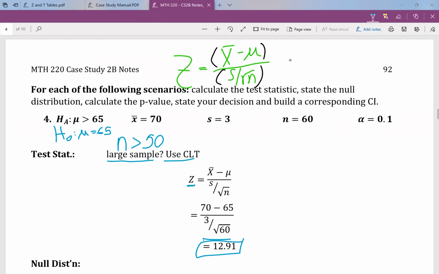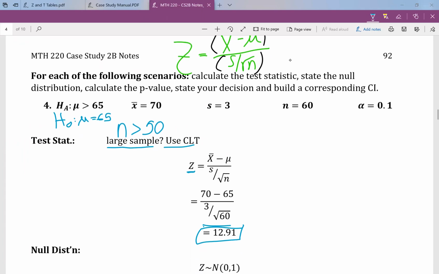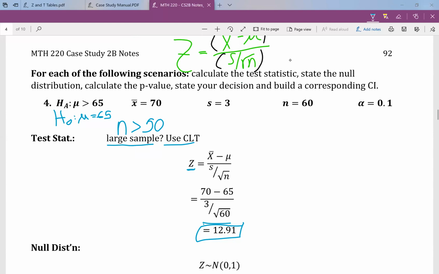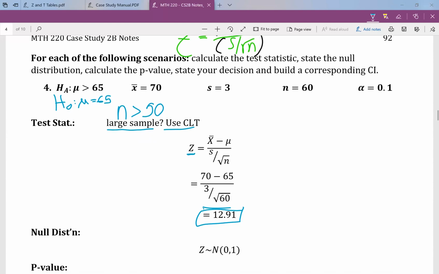Okay, now we need to do the null distribution. Anytime we have a z test statistic, the null distribution is going to be standard normal. So now we need to calculate our p-value. And before we go use the chart to calculate a p-value, we always want to start with our probability statement.